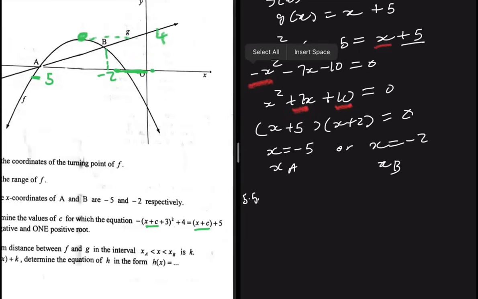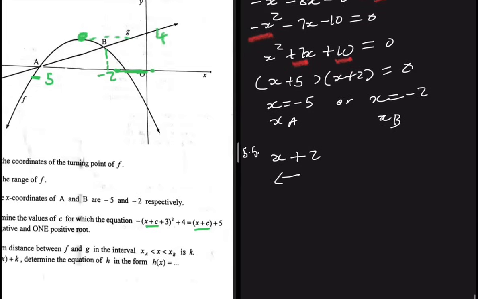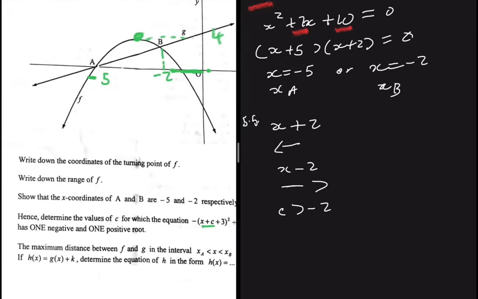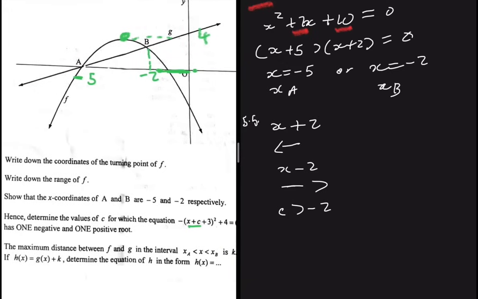Another thing to remember here is that if you have x plus 2, you are shifting your graph 2 units to the left. But if you have x minus 2, you're shifting it 2 units to the right. I know it's counterintuitive that the plus is to the left and minus is to the right in this case, but that's what it is. So we need c to be just slightly greater than minus 2 so that we can shift our graph just more than 2 units to the right. So if c is just slightly greater than minus 2, then our problem is solved. We're going to have one negative and one positive root.